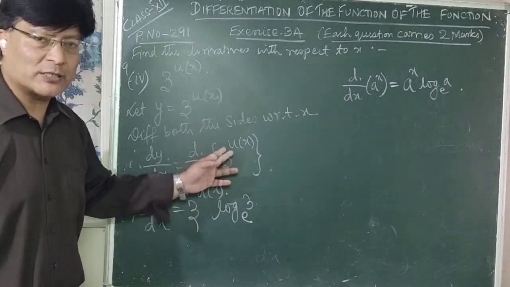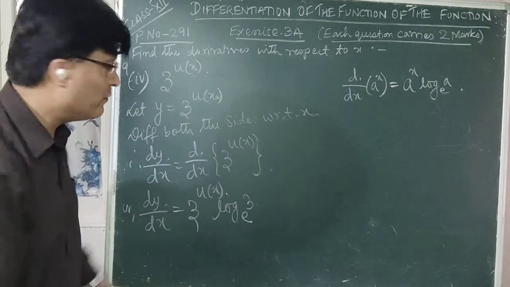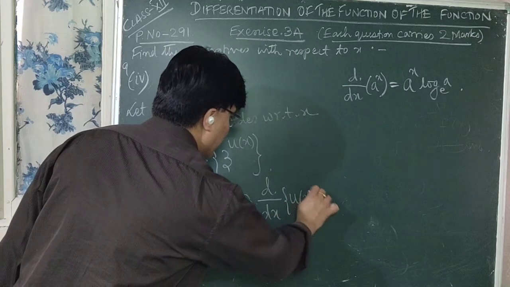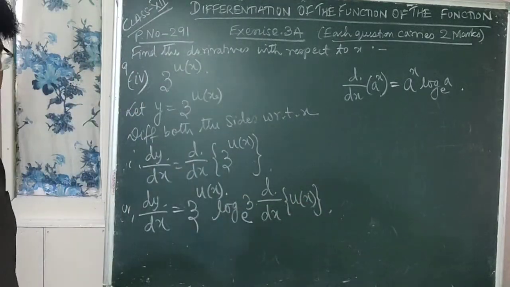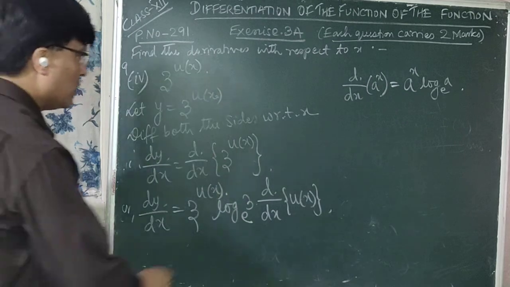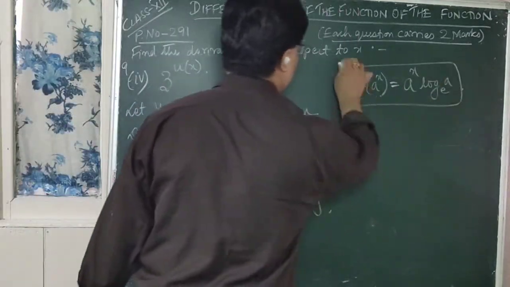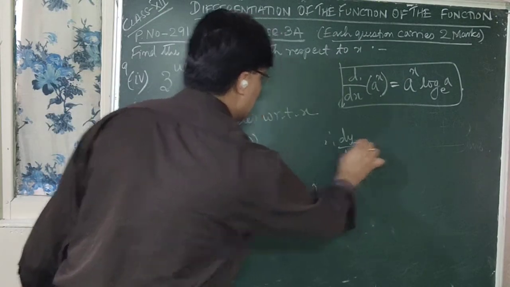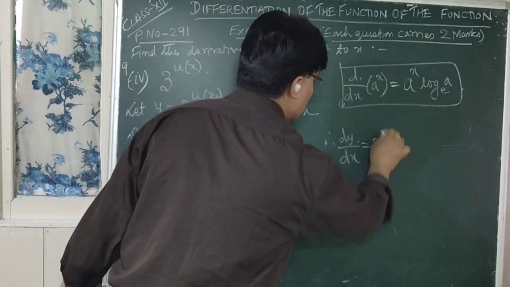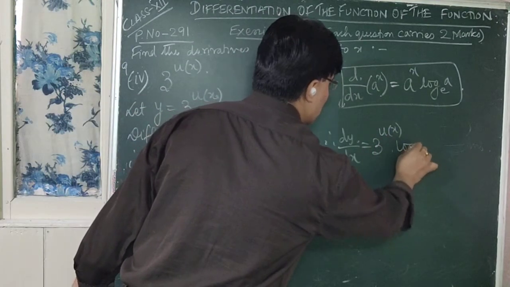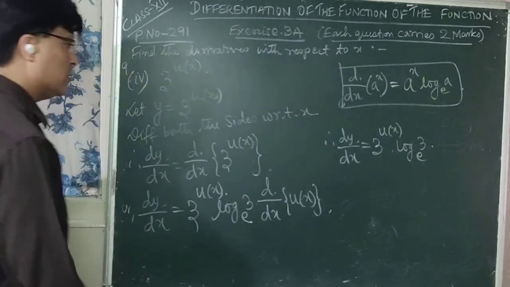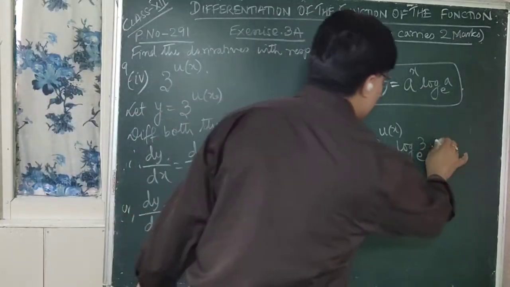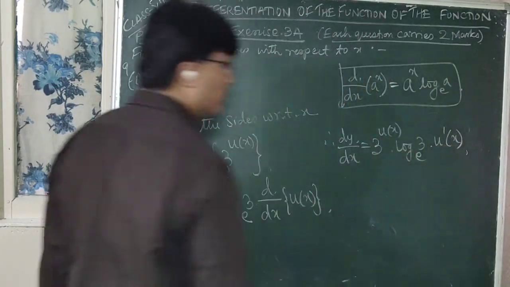Into, again you have to differentiate the term which is assumed as x. So which function, which term is assumed as x? That is u of x. That is into d by dx of u of x, second bracket is closed. Is that clear now? So this is the formula, right? So therefore dy by dx is equal to 3 to the power u of x into log 3 base e into, what is dy by dx of u of x? You just have to put dash. That is u dash of x.